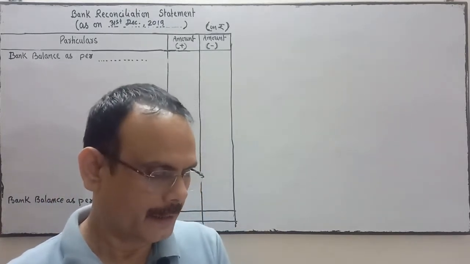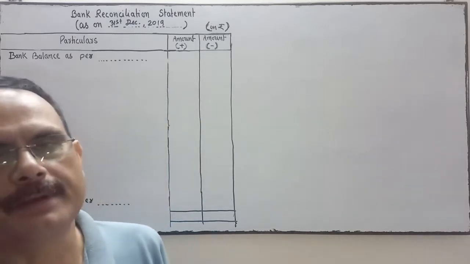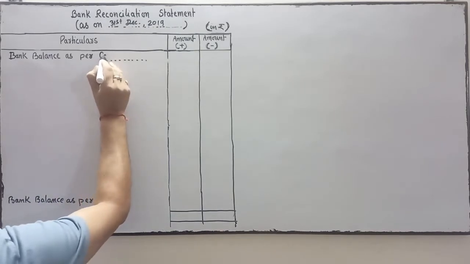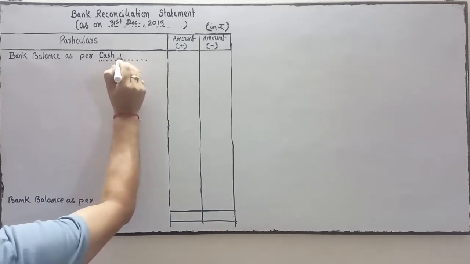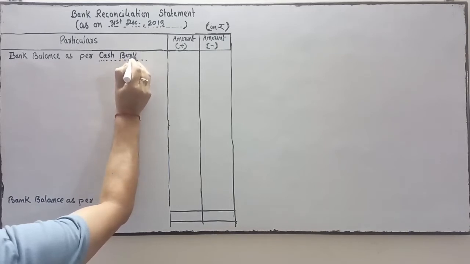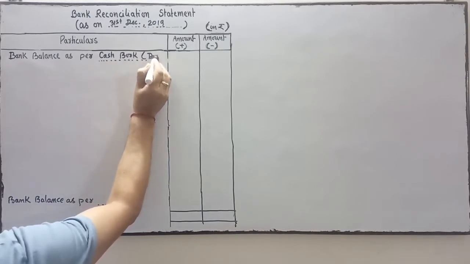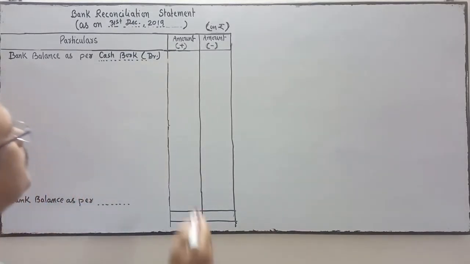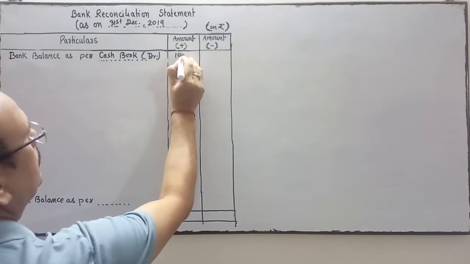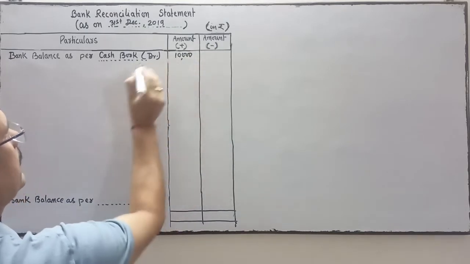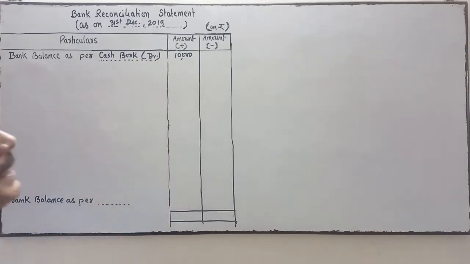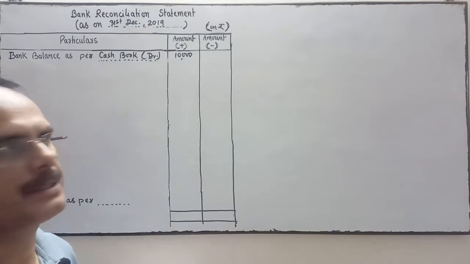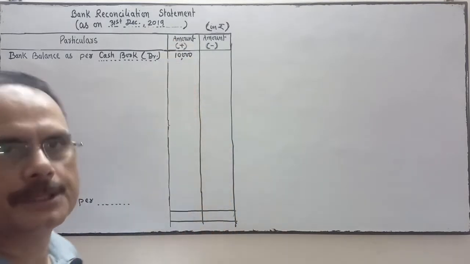Point number A, debit balance as per cash book is given. Bank balance as per cash book is given in the question, and it's a debit balance. And you know the debit balance in cash book means it's a favorable balance. So you write the amount in the plus column, because debit means your receipt is more than your payment. It's a favorable balance, so you write it in the plus column.